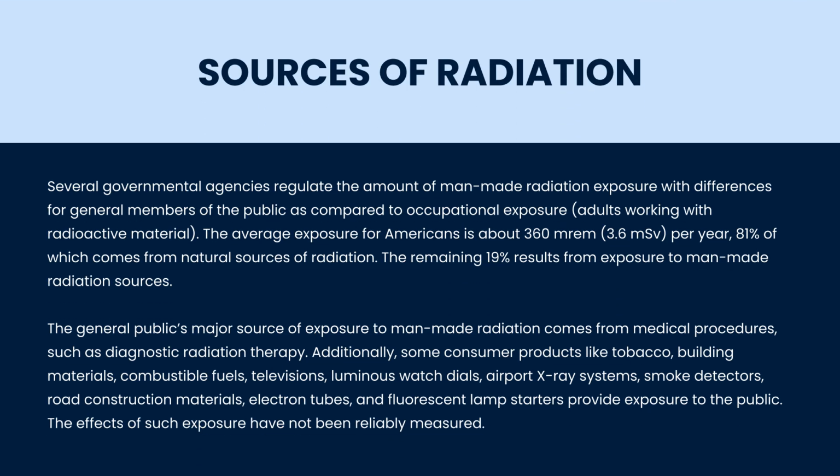Government agencies regulate radiation exposure to protect both workers and the general public. In the United States, the average annual exposure is approximately 360 millirems, with most coming from natural sources. The remaining exposure comes from man-made sources, especially medical procedures. Everyday products and materials, such as televisions, building materials, and smoke detectors, can also contribute small amounts of exposure.